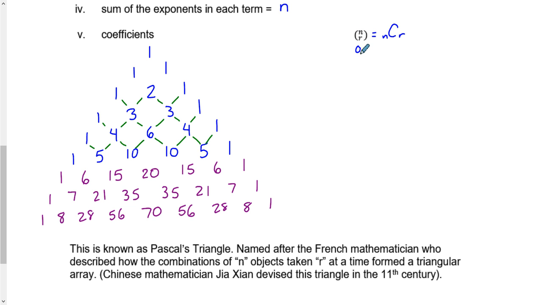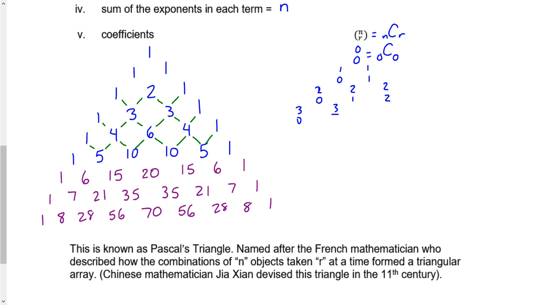The 0th row is 0C0. If you type that into your calculator, it equals 1. This next row is 1C0 and 1C1. This second row is 2C0, 2C1, 2C2. Then we'd have 3C0, 3C1.